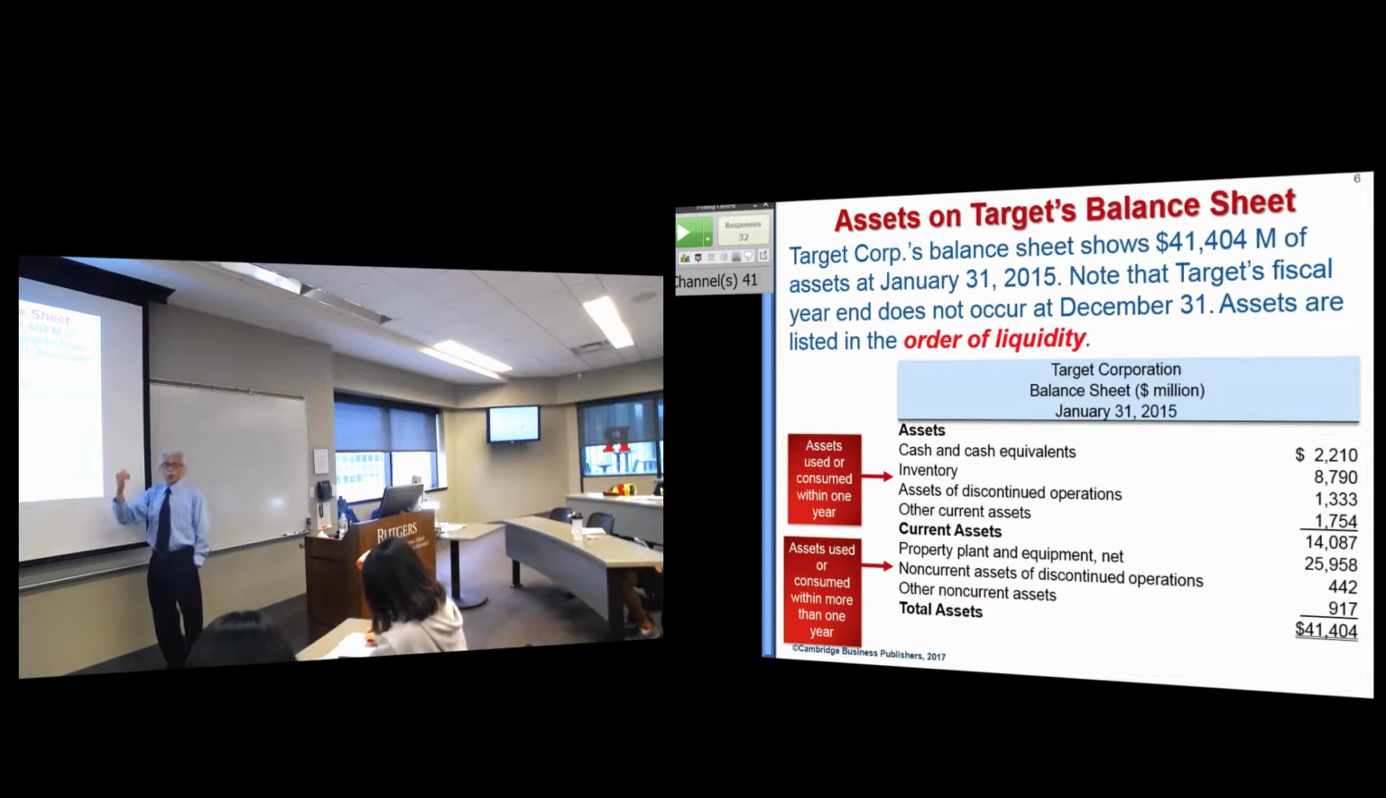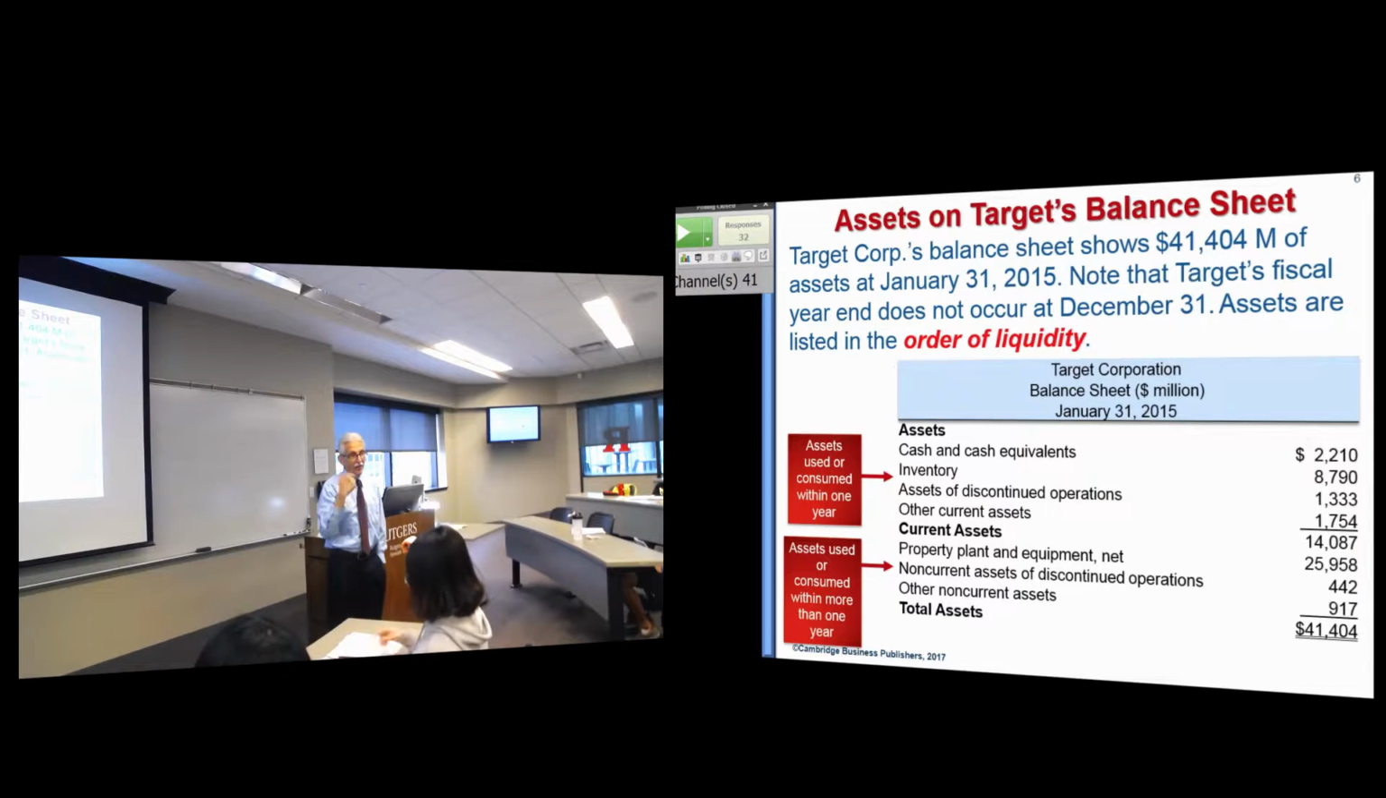And this is decreasing order of liquidity. It becomes less liquid. It's harder to sell off a plant asset than it is to sell off inventory. So this is a decreasing order of liquidity. In the United States, the assets become less liquid as we go down the balance sheet. Now, IFRS, it's the other way around. Their plant assets are first on the balance sheet.